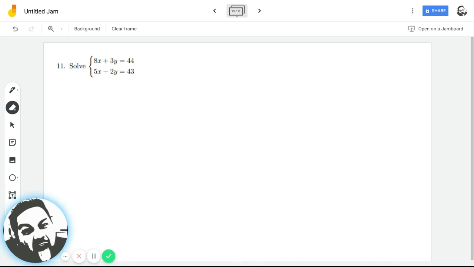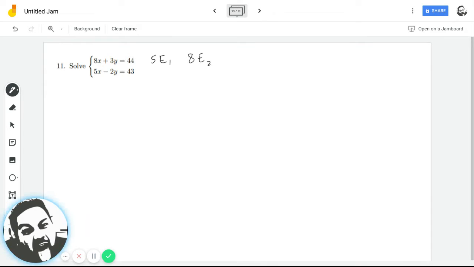Question number 11, solve the system. On this problem, I'm going to use Gaussian elimination. This is the notation that I would write. We're going to multiply the top equation, also known as E1, by 5. And then we're going to multiply the bottom equation, the second equation, by 8.